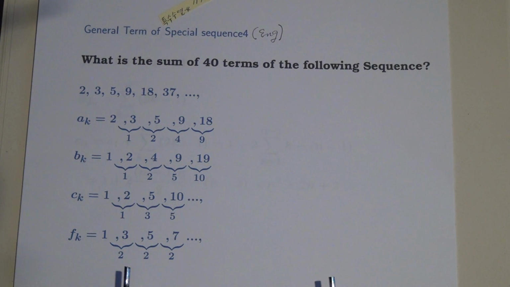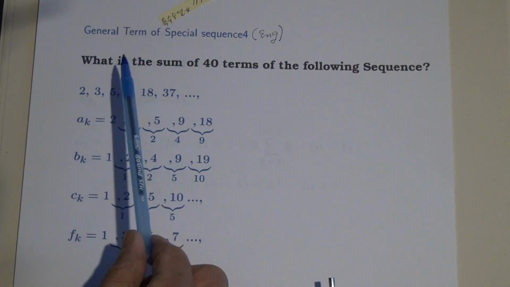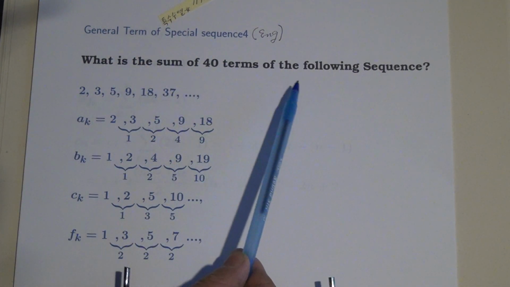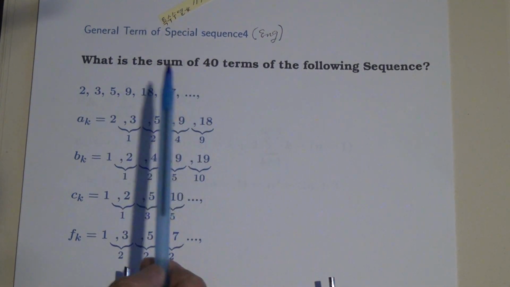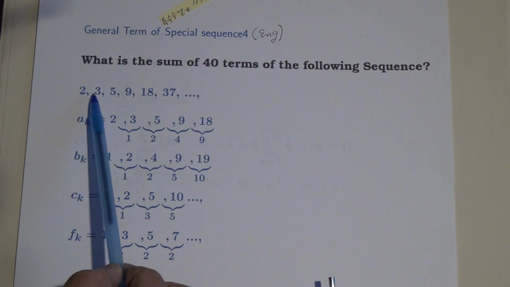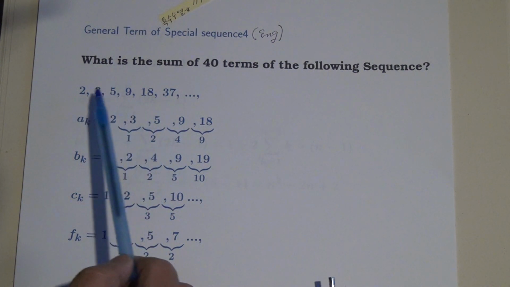Okay, today I will cover a little more complicated sequence. Okay, let's read the questions. What is the sum of 40 terms of the following sequence? Okay, the sequence starts like that: 2, 3, 5, 9, 18, and 37.